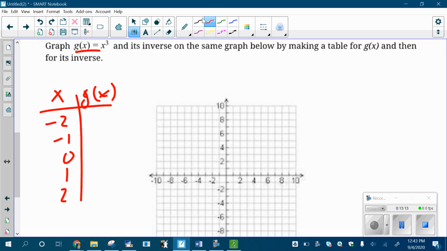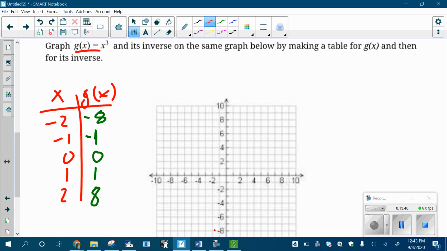What's -2 cubed? -2 times -2 times -2? I mean -8. -1 cubed, -1 times -1 times -1 is going to be +1. Excuse me, -1. Come on, Mr. Freddy. 0 cubed, 0. 1 cubed, 1. 2 cubed, 8.